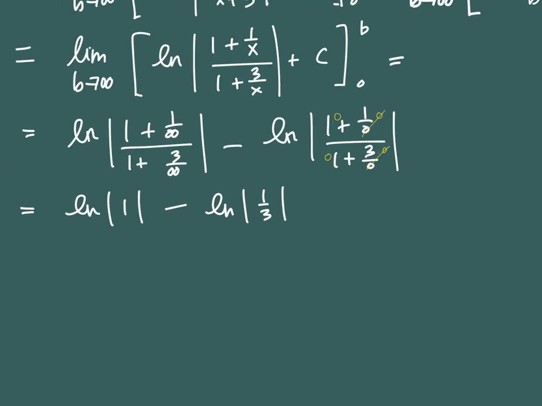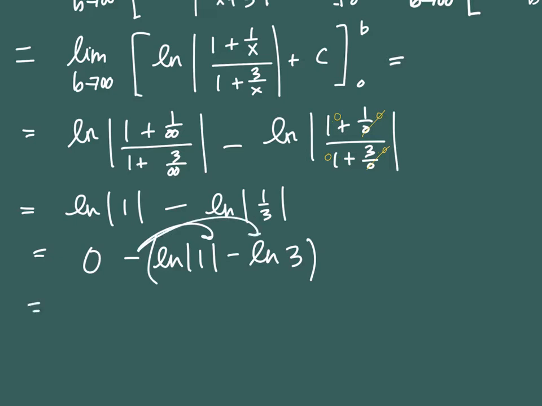Okay, but what's the natural log of 1? And the natural log of 1/3 is really the natural log of 1 minus the natural log of 3, distributing the negative. So we end up with the natural log of 3, and it converges. Okay, last one.